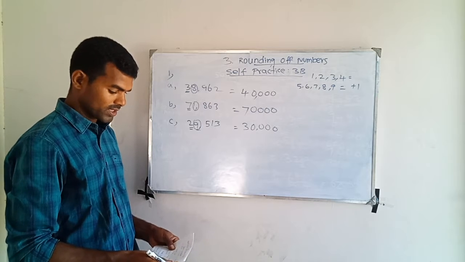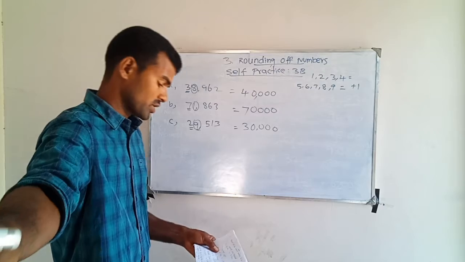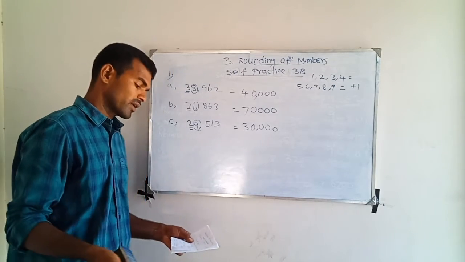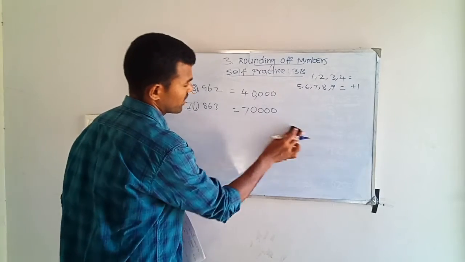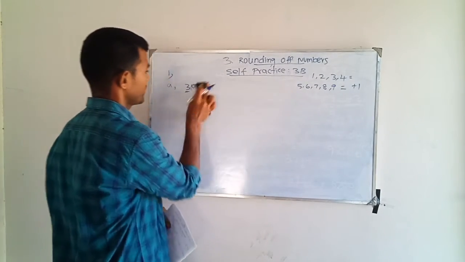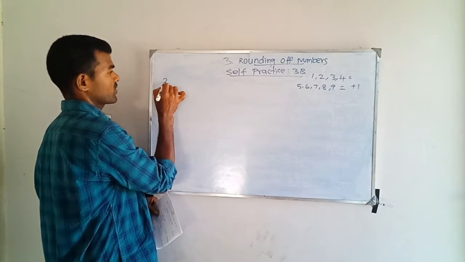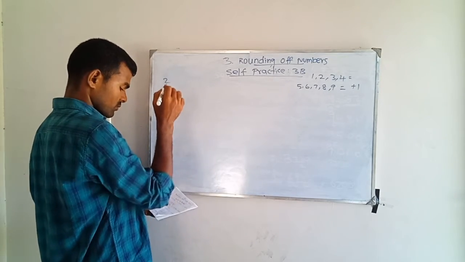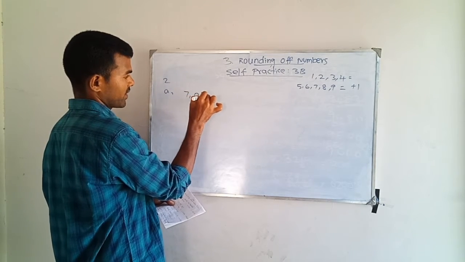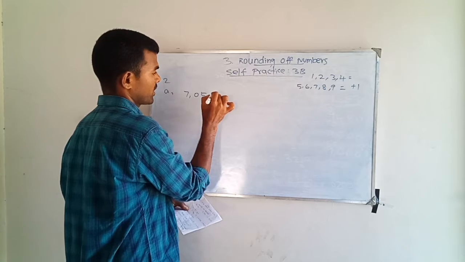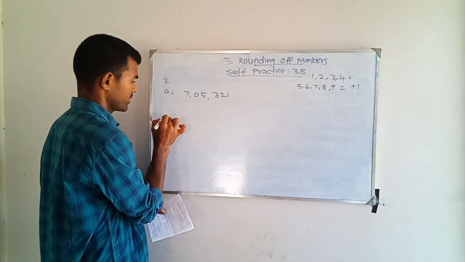Now let us go to the next question. We are going to find the nearest lakh. Next question: round off the following numbers to the nearest lakh. Now the 10,000 place is over. We are going to round the number to the nearest lakh. Second question. A: 7 lakh 5,321.